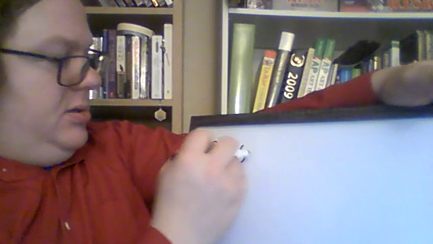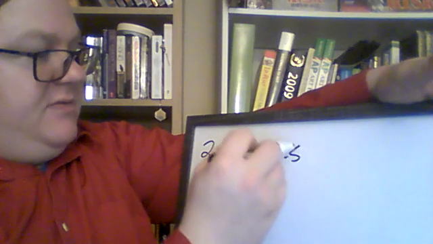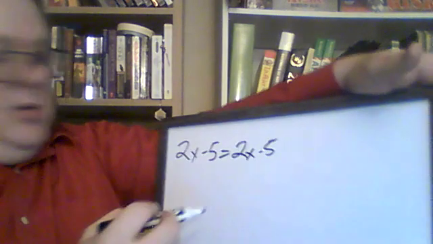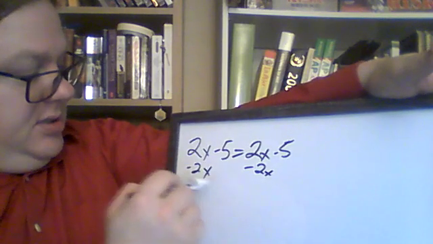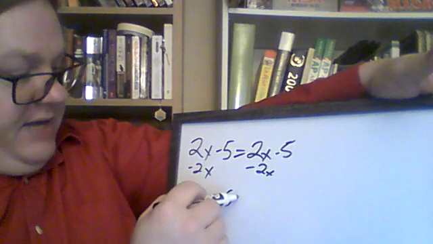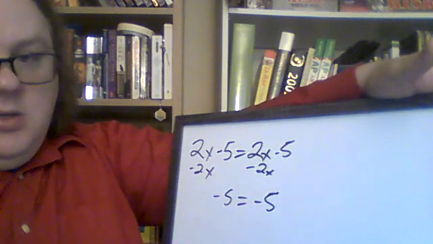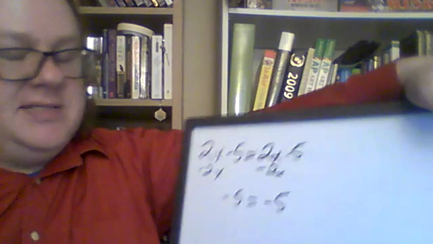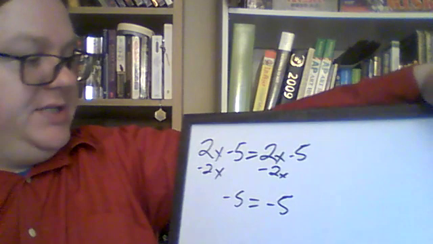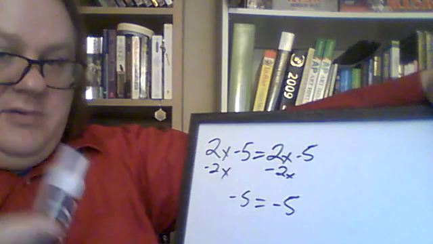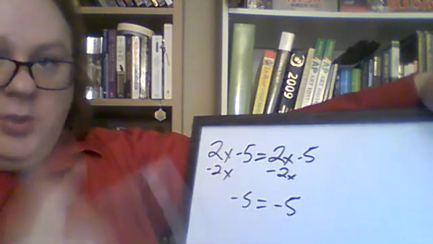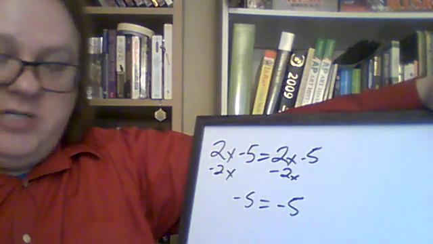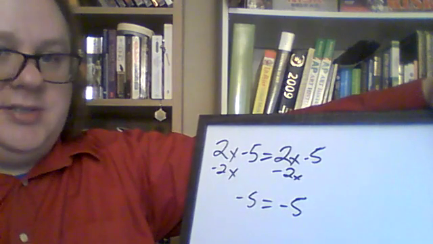For example, 2x minus 5 equals 2x minus 5. If you subtract 2x and subtract 2x, it goes away, and you end up with negative 5 equals negative 5. This is called infinitely many solutions, because you can put in any number for x, and the left side will equal the right side. There is no one solution for x. It's every single imaginable number, infinitely many solutions.